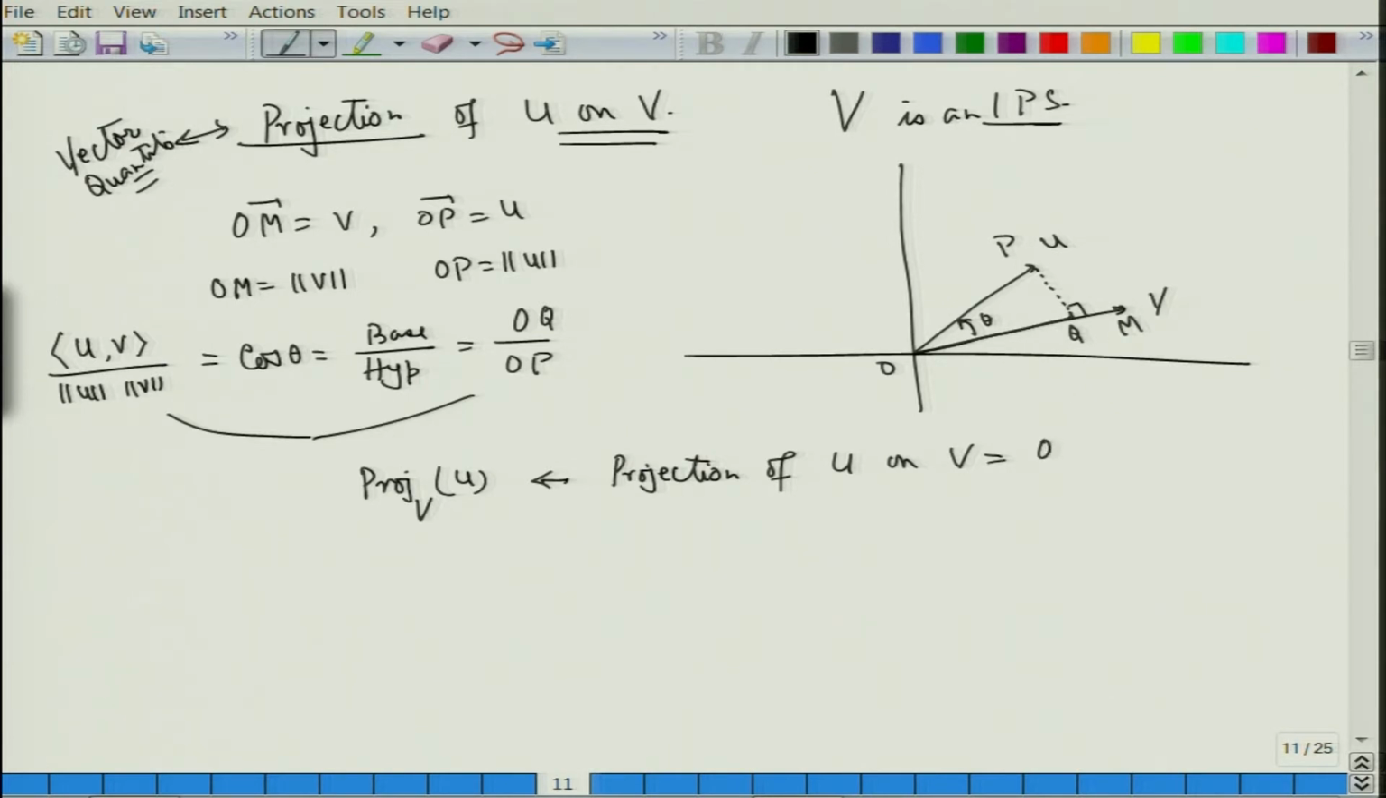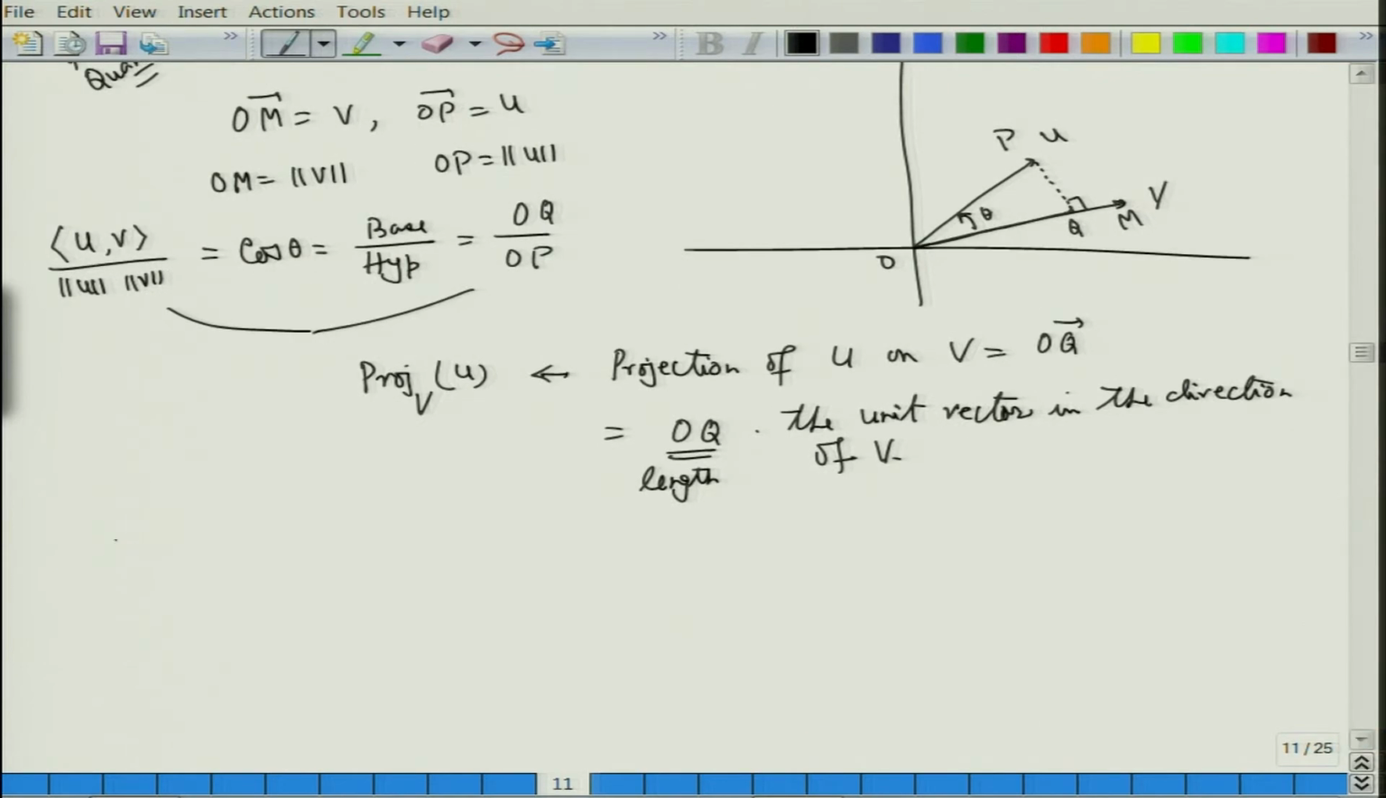So it is the vector OQ, which is the length of OQ into the unit vector in the direction of V, all right. So we have to know what is the unit vector in the direction of V. So let's compute that.